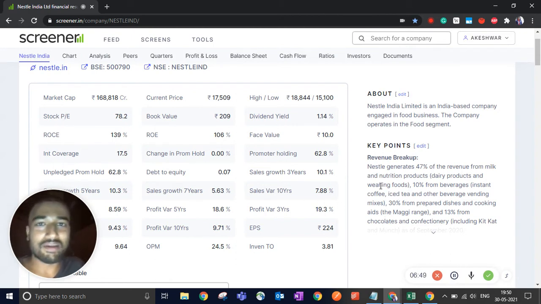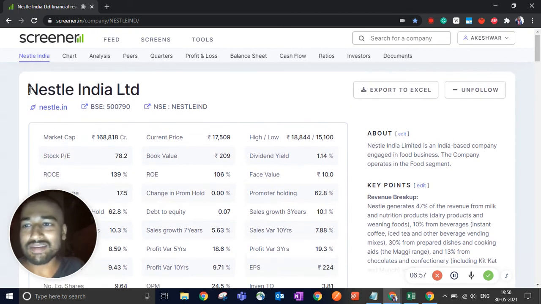What is a good number? A good number for ROCE hugely depends upon the industry. For example, Nestle India Limited belongs to the FMCG industry, fast moving consumer goods. They tend to have very high ROCE because for the same amount of capital, they'll sell out their entire inventory. They'll manufacture and they'll sell it out again. They'll manufacture and sell it out again.